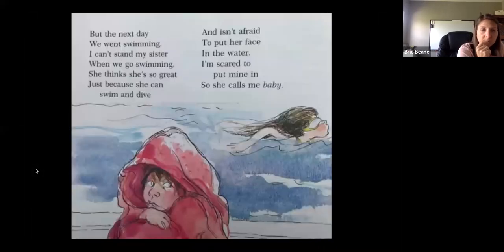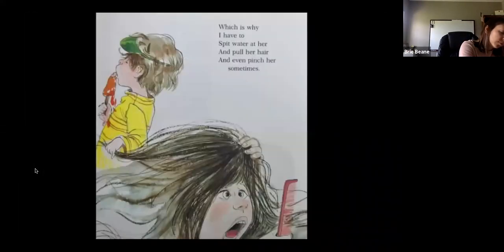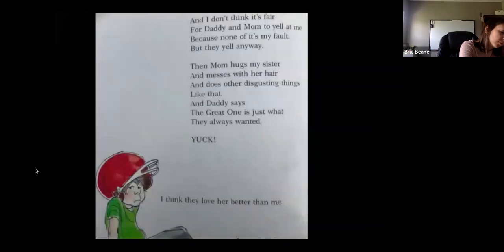But the next day we went swimming. I can't stand my sister when we go swimming. She thinks she's so great just because she can swim and dive and isn't afraid to put her face in the water. I'm scared to put mine in, so she calls me a baby. Which is why I have to spit water at her and pull her hair and even pinch her sometimes. I don't think it's fair for Daddy and Mom to yell at me because none of it's my fault. And they yell anyway. And then Mom hugs my sister and messes with her hair and does other disgusting things like that. And Daddy says the Great One is just what they always wanted. Yuck. I think they love my sister better than me.